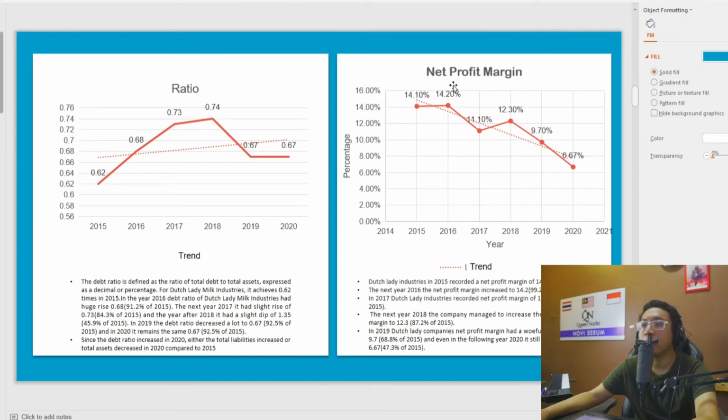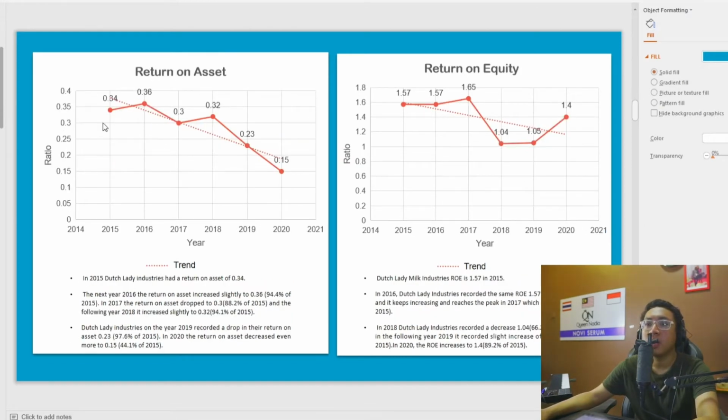For the net profit margin in the first year, it had 14.10% and then it increased to 14.20% and it dropped to 11.10% and then it increased back to 12.20% and decreased all the way back to 6.67% in the 2 years.